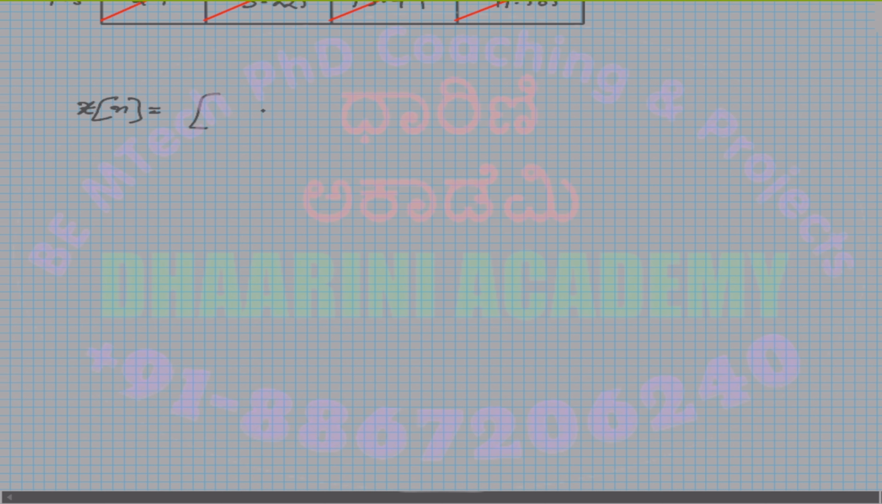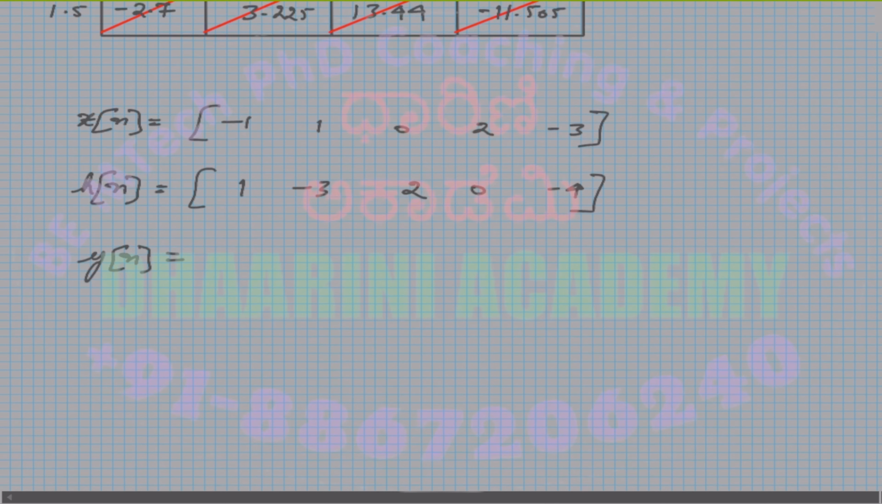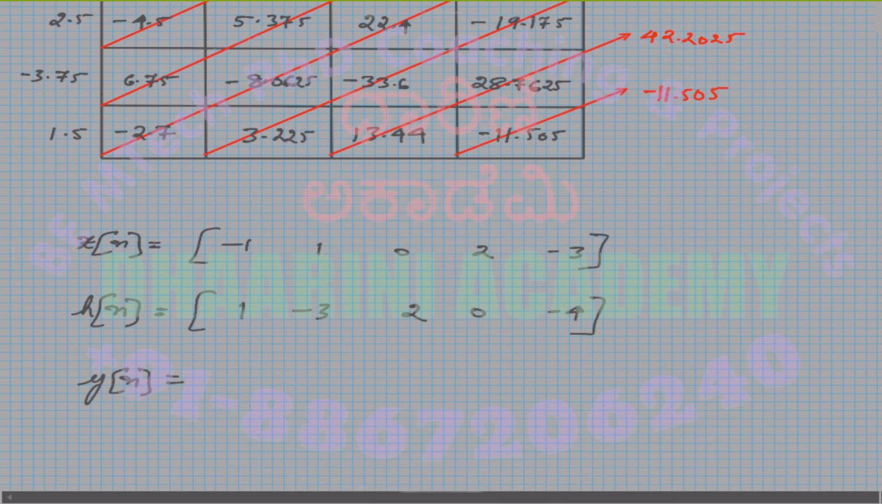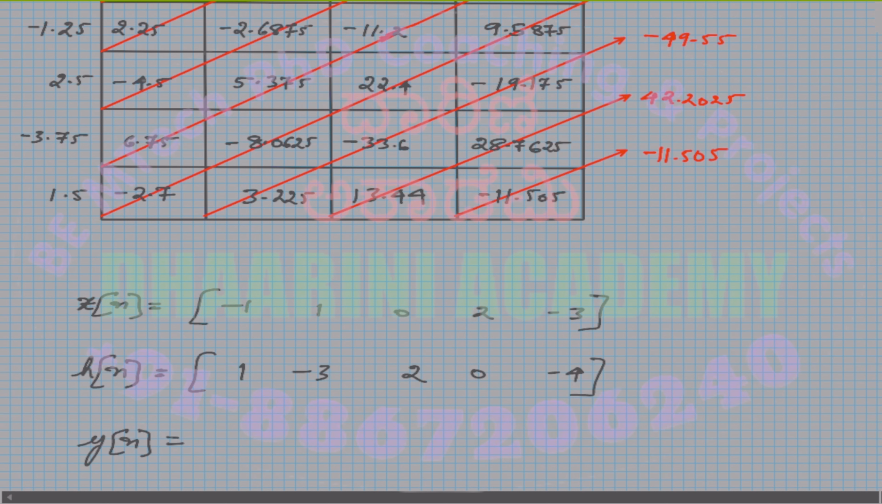So I'll give a problem to solve now. I'll give the simplest one. So minus 1, 1, 0, 2, minus 3 is the first sequence. The second sequence is 1, minus 3, 2, 0, minus 4. Perform the convolution of x and h and give me the answer y of n. Okay, use the latest shortcut method. Then we'll verify the answers.